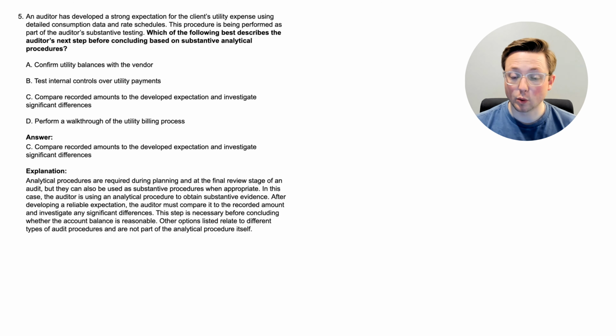Analytical procedures are required during planning and at the final review stage of an audit, but they can also be used as substantive procedures when appropriate. In this case, the auditor is using an analytical procedure to obtain substantive evidence. After developing a reliable expectation, the auditor must compare it to the recorded amount and investigate any significant differences. This step is necessary before concluding whether the account balance is reasonable. Other options listed relate to different types of audit procedures and are not part of the analytical procedure itself.